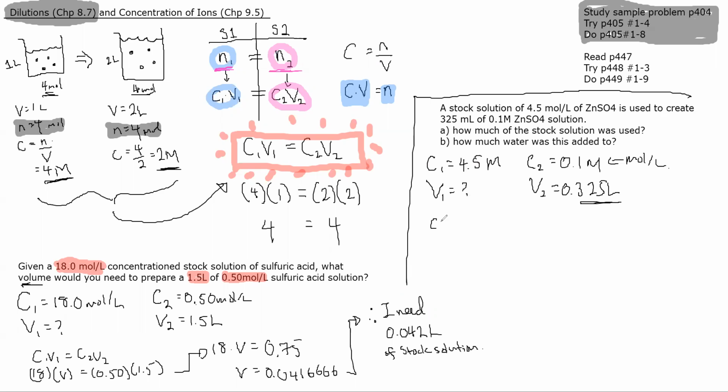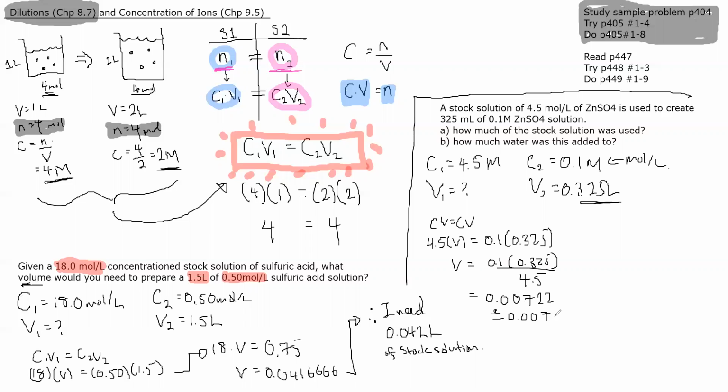So just like before, C1V1 equals C2V2. 4.5 times volume is equal to 0.1 times 0.325. So V is equal to 0.325 divided by 4.5 times 0.1, which is approximately 0.00722, about 0.007 liters. 7 milliliters of this if I want 325 milliliters of that. That's part A. Part B.